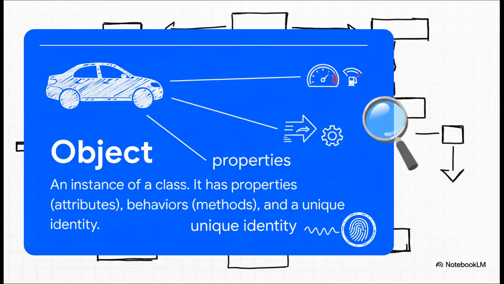So let's nail this down. An object isn't some generic idea. It is one specific thing. It's not just a car in general. It is your car. It's that specific 2023 Toyota in your driveway with its own mileage, its own history, and, this is super important, its own unique identity.